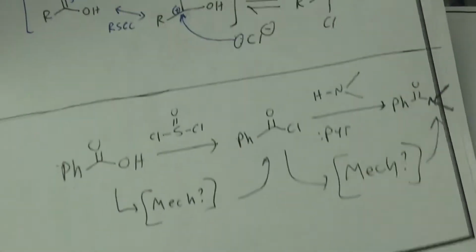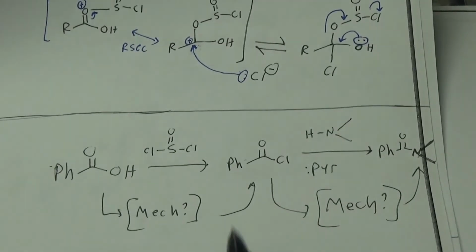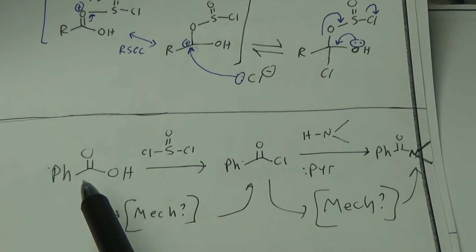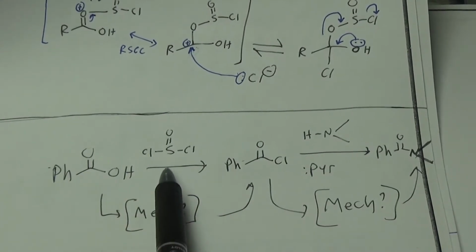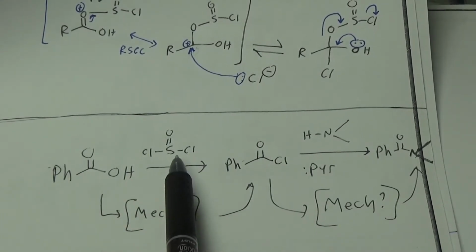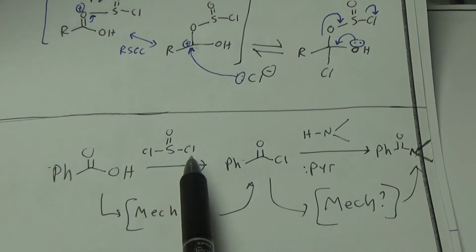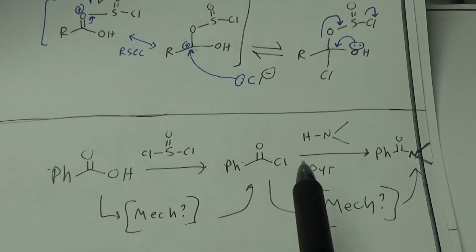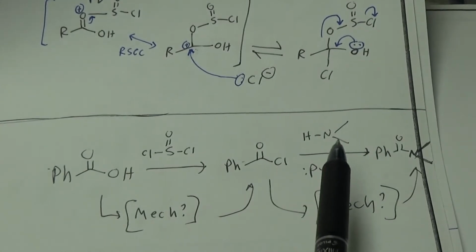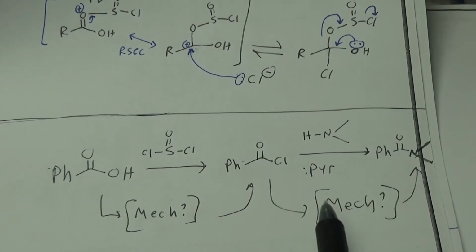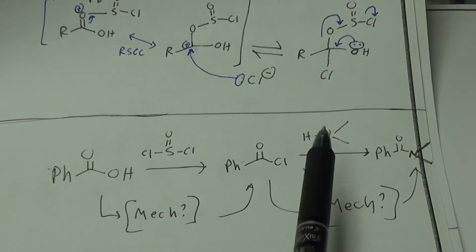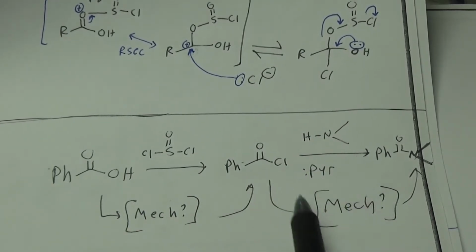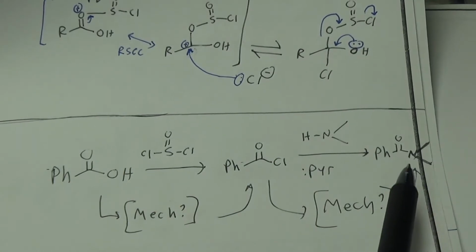And then I think we ended on this: what would the mechanisms be for this sequence of a carboxylic acid reacting with thionyl chloride, which is SOCl2? What's the mechanism? Well, that's what this is. And then what's the mechanism with dimethylamine and pyridine? Well, that's on that last page where nitrogen attacks, then the base takes the proton, and then the tetrahedral intermediate collapses, and you get an amide.